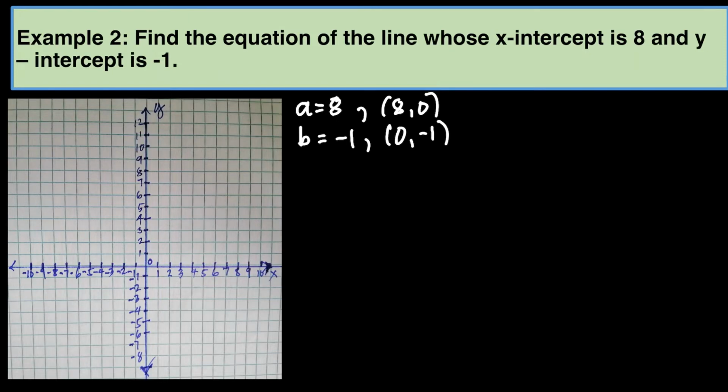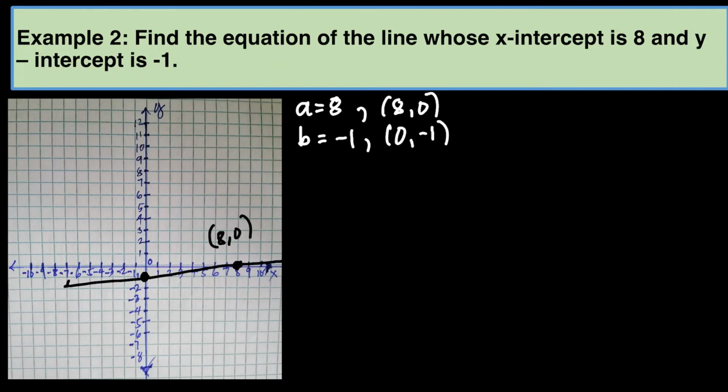Let's try to plot the points first. 8 and 0 is somewhere here. X is 8, y is 0. So this is 8 and 0. And we have the y-intercept, which is 0 and negative 1, somewhere here. If we connect these 2 points, this will give us the line. What do you think is the equation of this line?